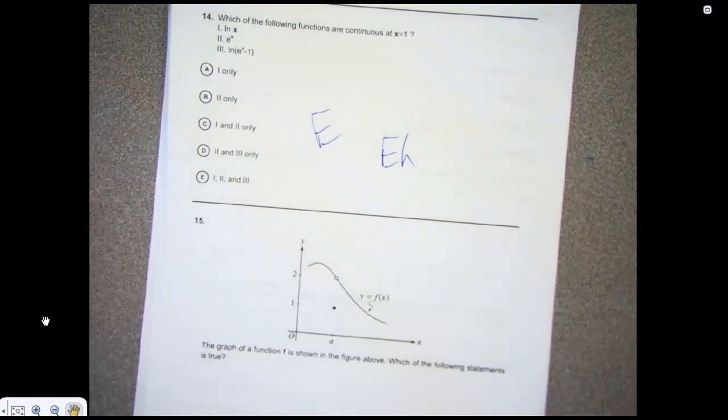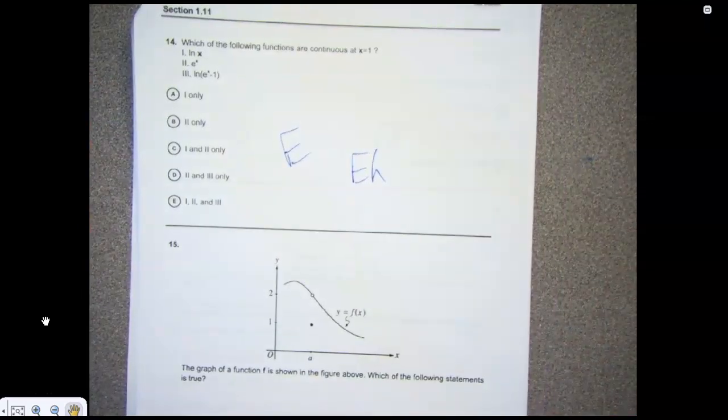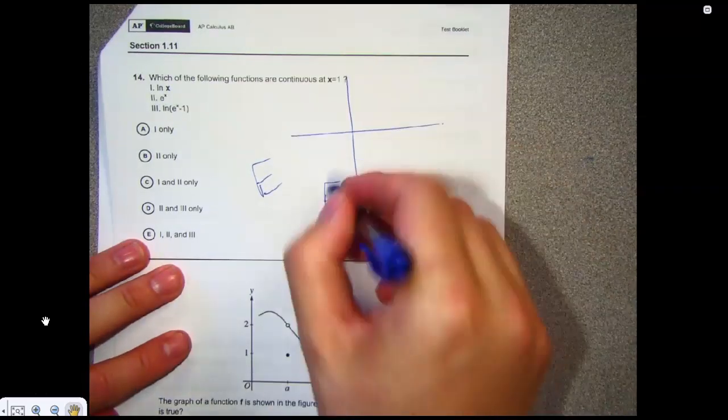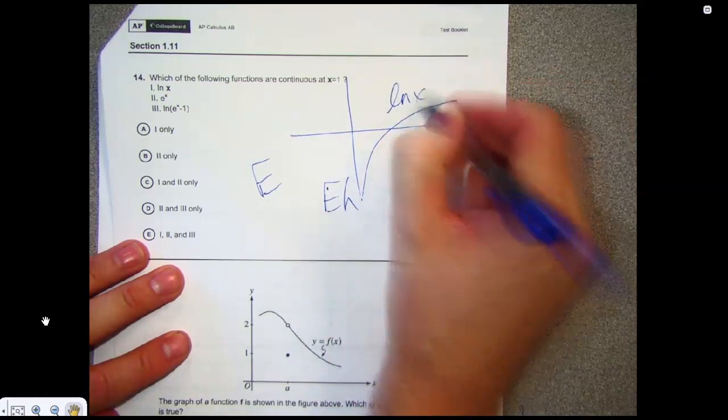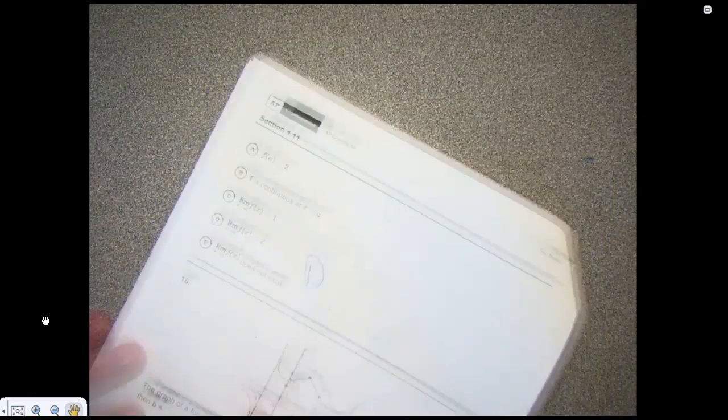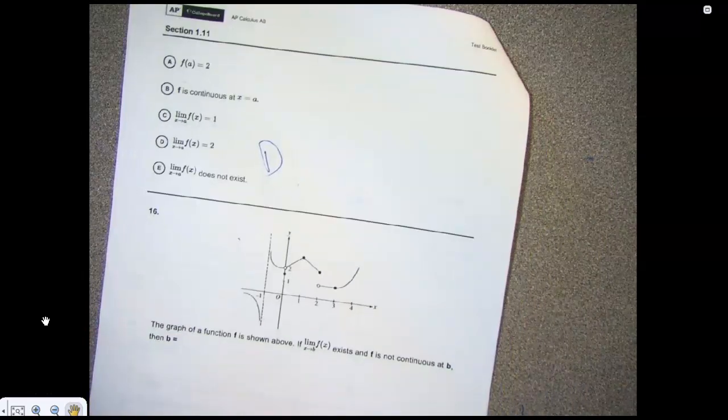Alright. 14 is E, but I don't want to spend time on this. I barely care about it. But how many got it? You just gotta know what those graphs look like. ln of x goes like this. e to the x goes like this. And then a combination. I don't want to spend too much time; it's not really going to impact your score.